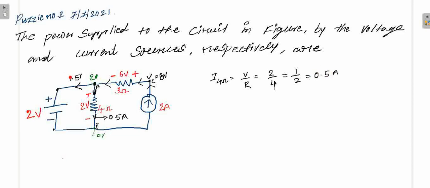Total entering current is 2 amps to this node, and at this node the bifurcation of current takes place. 0.5 current is diverted into this branch and the remaining 1.5 current is diverted towards your voltage source.